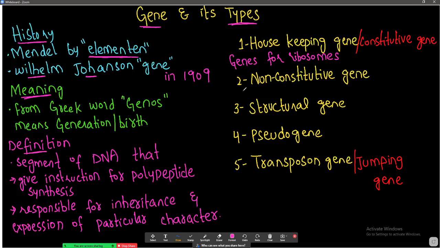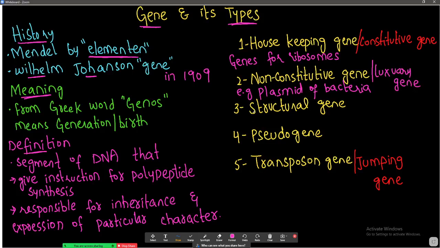Examples of non-constitutive genes are the plasmid of bacteria and the gene for heat shock protein. Heat shock protein and plasmid of bacteria are examples of non-constitutive genes. Non-constitutive genes are also called luxury genes. So these are examples of non-constitutive genes.